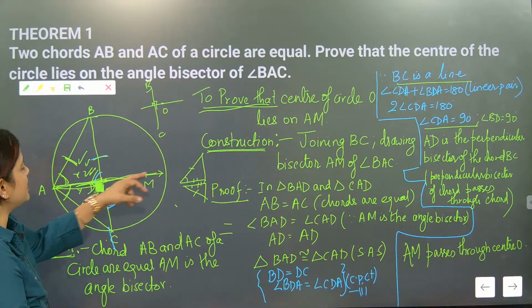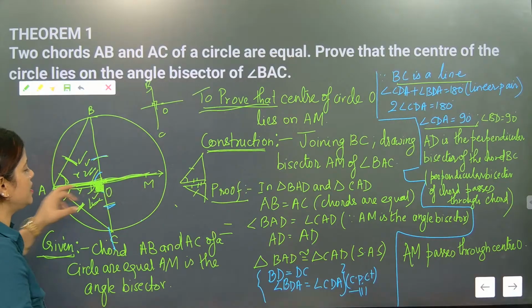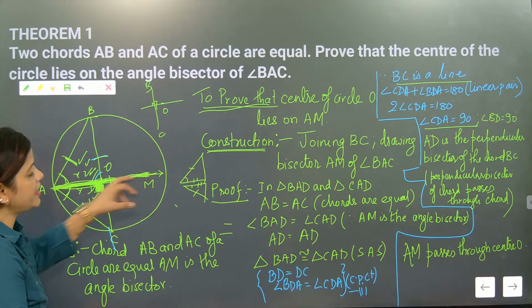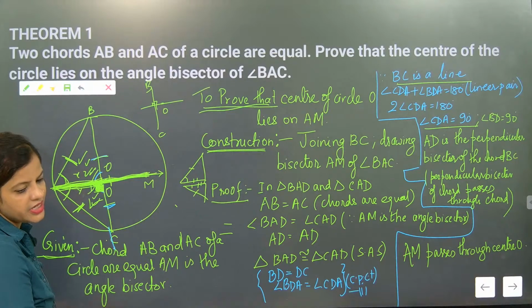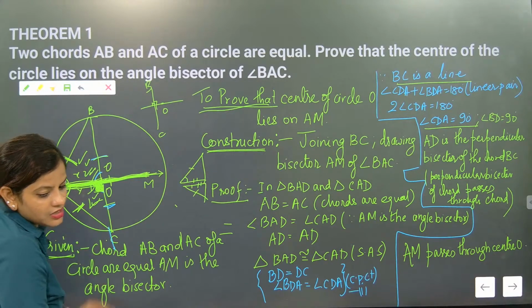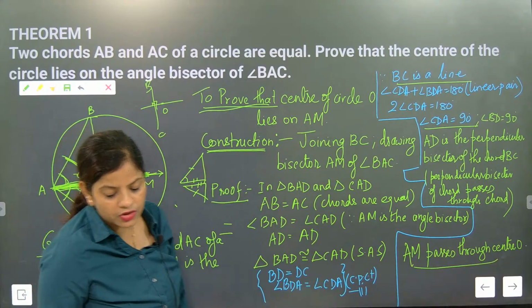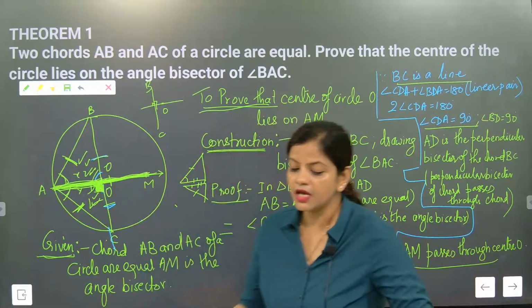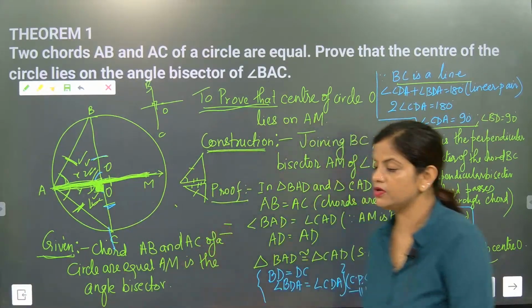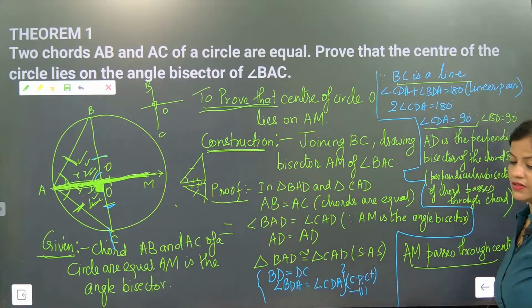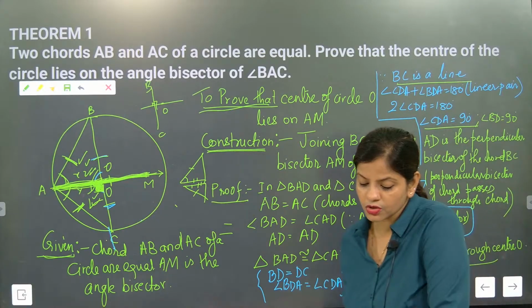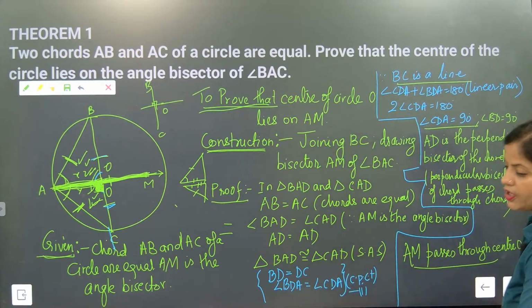So the perpendicular bisector always passes through the center. Exactly, O is the center and AM is having O. That means AM passes through the center O. This was the point and we have done this point. Got it? So done. We have done this theorem. Everybody, we must go to the next part. Are we ready for it?